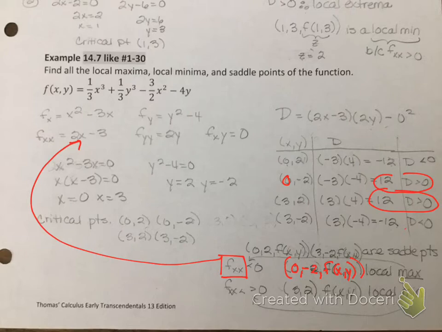I then plug in 3 into the same place, but this time I get out a positive, which is greater than 0. So 3, 2, comma, f of x comma y is a local min.